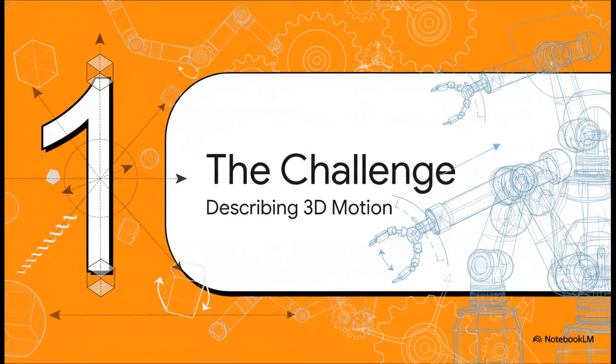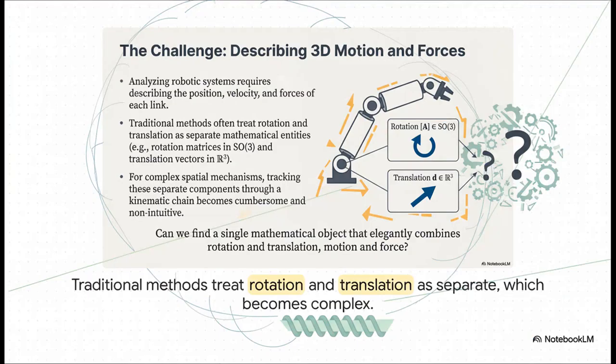So, what's the big problem we're even trying to solve here? Well, the main challenge with robots is this. Trying to describe how something moves in 3D space is surprisingly tricky. See, the old school way of doing this treats rotation and translation like two totally separate things. You've got these rotation matrices for turning, and then you've got these translation vectors for moving from point A to B. For a simple robot, that's maybe fine.